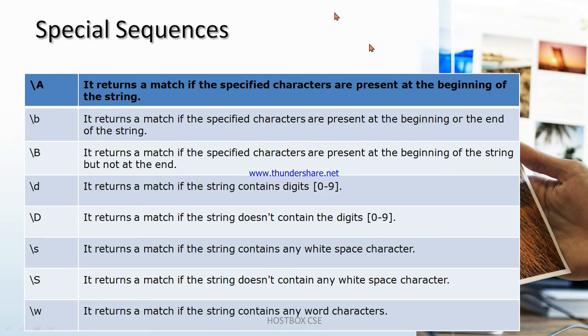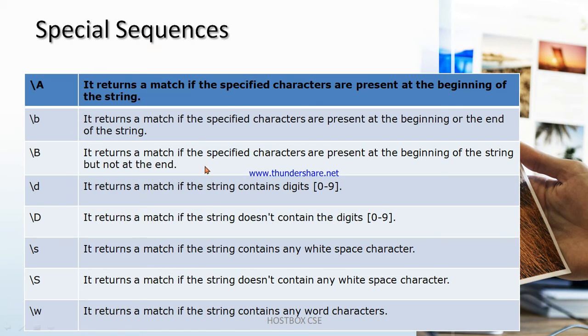Then another topic is special sequences, which always come with a backslash symbol. We are going to see only a few here. First, \A returns a match if the specified characters are present at the beginning of the string. For example, in the string I am searching for "CS"; it will go and check it, otherwise not. Then \b returns a match if the specified characters are present at the beginning or end of the string. So with \b, suppose I search for "CS" at the beginning or end of the string, it will search either the beginning or end. If available, it will print the answer, otherwise not, like "match found".